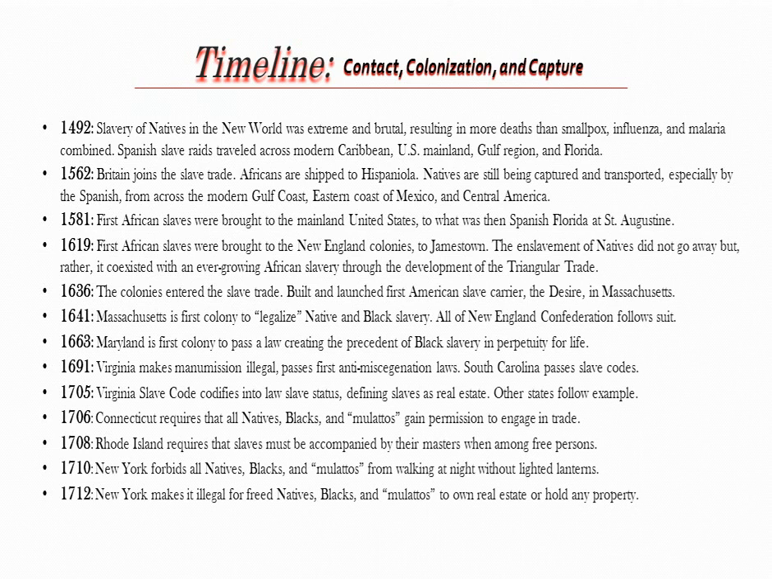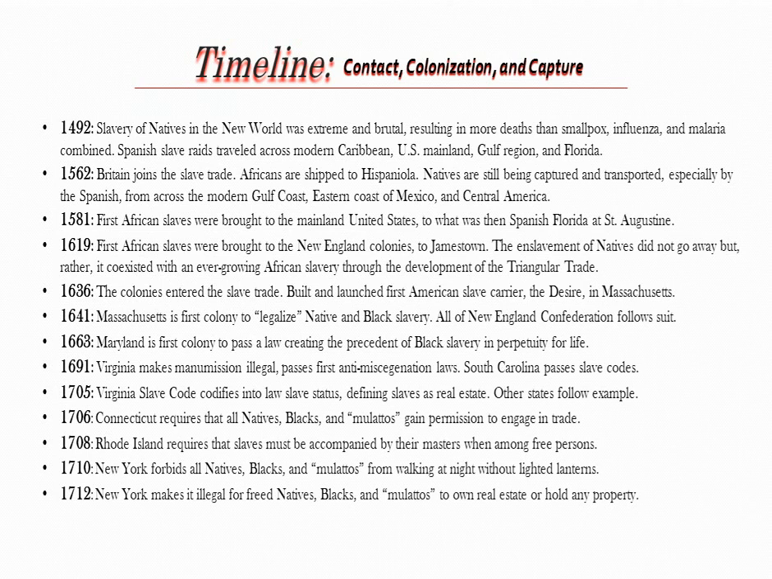Virginia, in 1691, makes manumission illegal, abolition illegal. They passed the first anti-miscegenation laws. And then South Carolina, in the same year, passes slave codes. In 1705, Virginia's slave code codifies into law what the slave status means. It defines slavery as real estate. And then other states quickly follow that example.